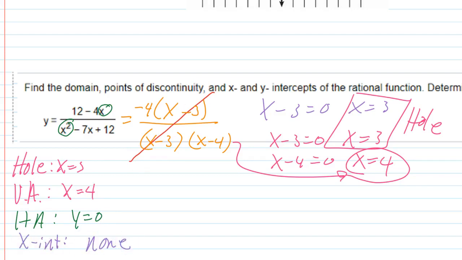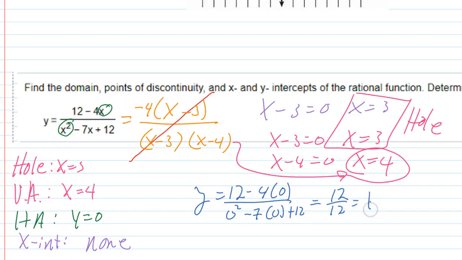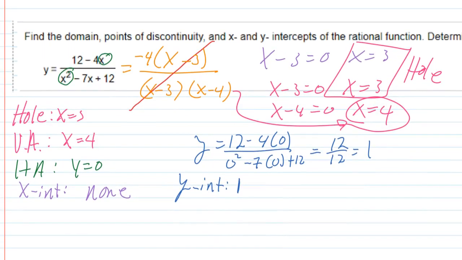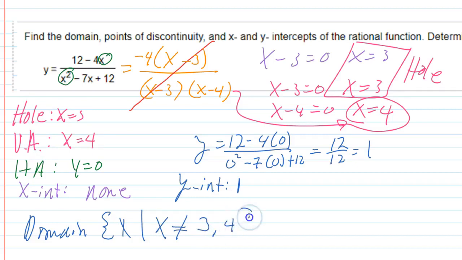The y-intercept, we need to make all the x's become zeros and plug it in. So that gives me 12 divided by 12, which is simply 1. So that means our y-intercept is 1. Now, there's one more thing here. They want the domain. So remember, our domain is always going to be all real numbers except for either our holes or our asymptotes. So our domain will be x such that x does not equal the hole or the asymptote. So x does not equal 3 or 4.